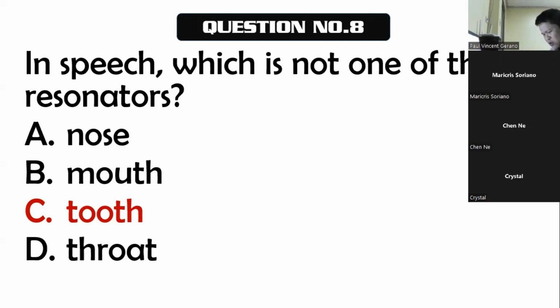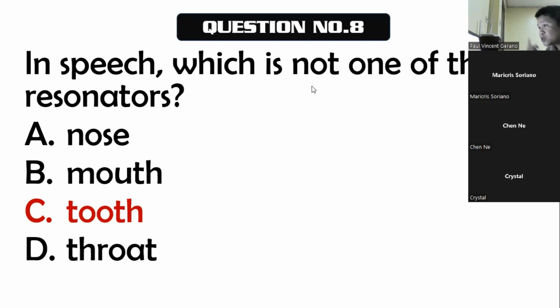Okay, what are resonators? These are parts of the body that vibrate. Try to touch your nose when you speak. Does it vibrate? Yes, it does. Your mouth also. Try to feel your mouth when you speak. Your mouth, nose, and throat vibrate when you speak, because resonators vibrate. But tooth, no, because it is made of a hard element, enamel. So the correct answer is letter C, tooth.